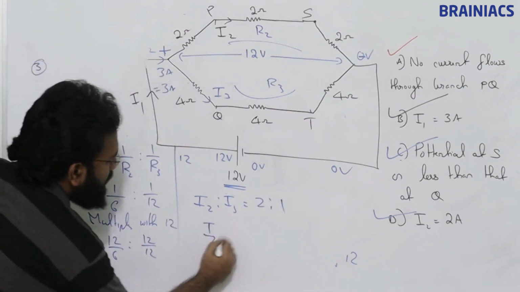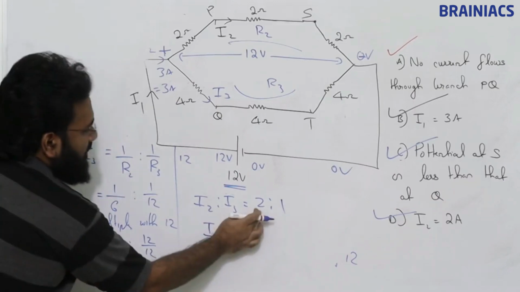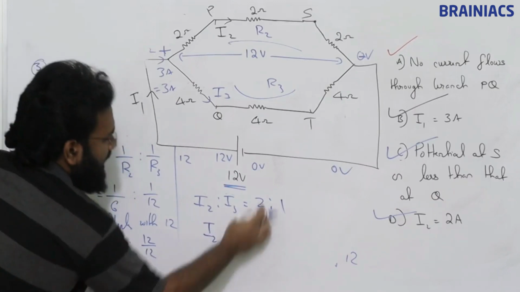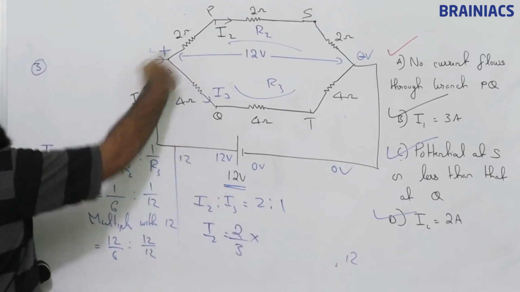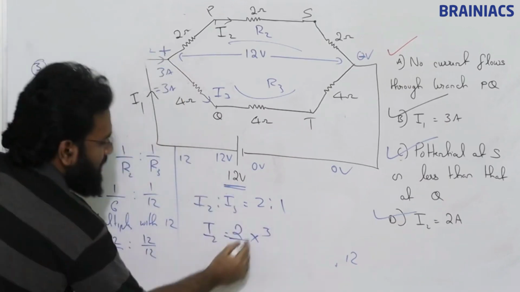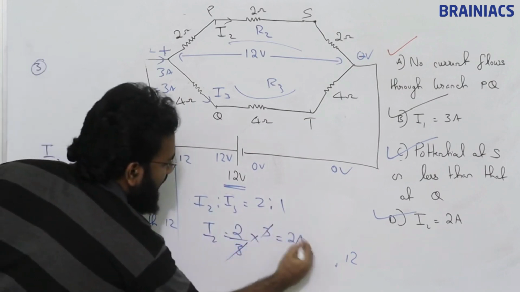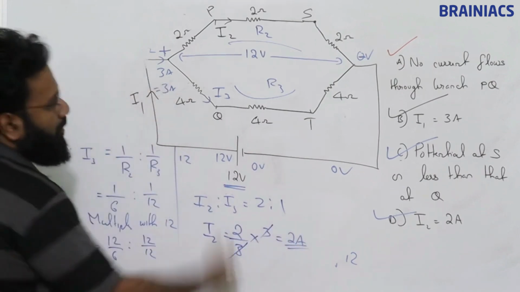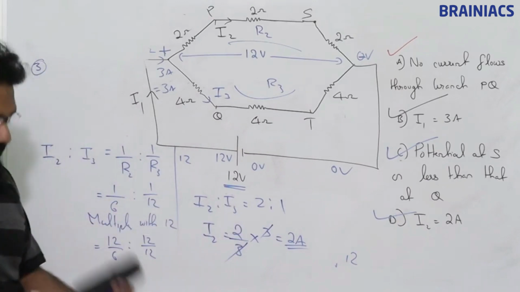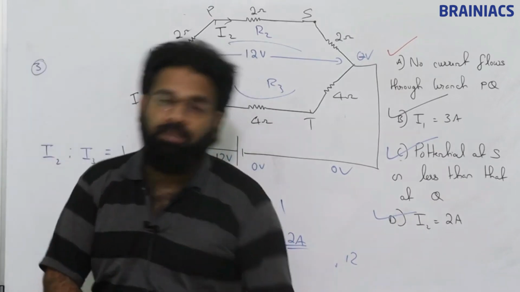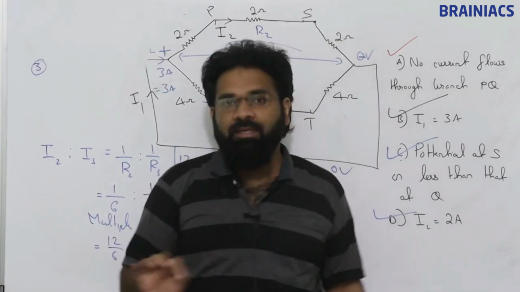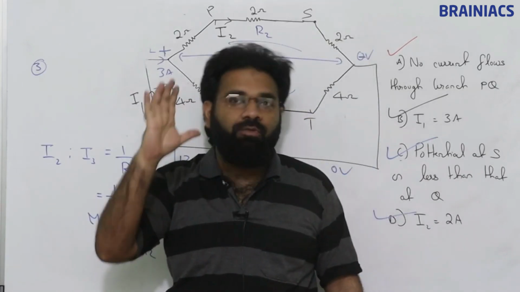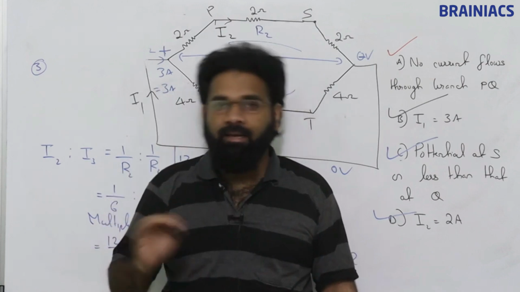Now to find I2, the ratio of I2 is 2, divided by total 2 plus 1, 3, into the main branch current that is coming, that is 3. So 3 will be cancelled off, we will get 2 ampere. So all these 3 methods are different methods to find current. Whichever is the easy method, whatever strikes your mind, immediately apply that and get the answer.